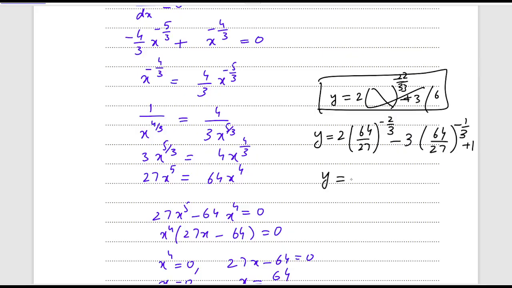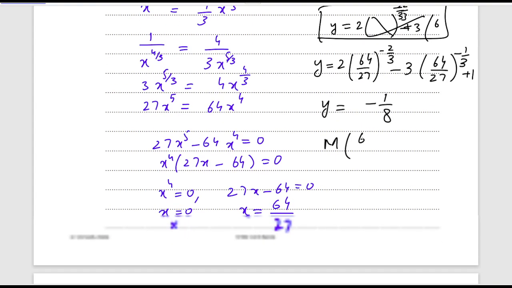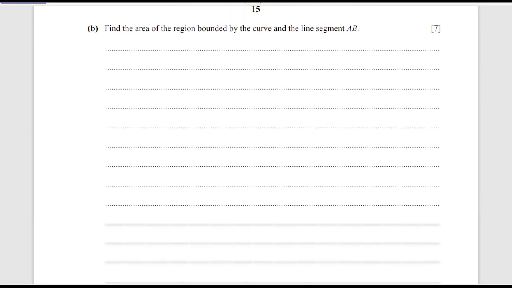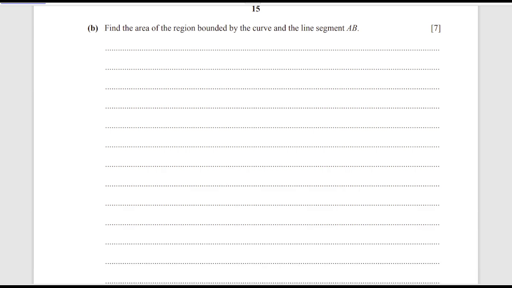Use your calculator to get y is equal to minus 1 over 8. So the coordinates of point M are 64 divided by 27 and minus 1 over 8. So these are the coordinates of the minimum point M. Moving to the next part, part B. Find the area of the region bounded by the curve and the line segment AB.